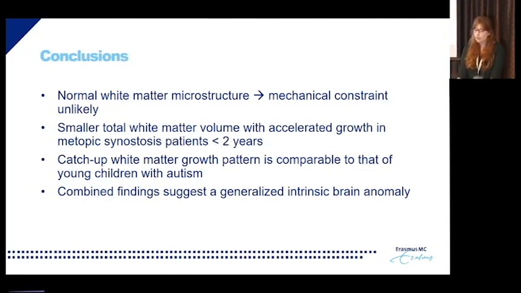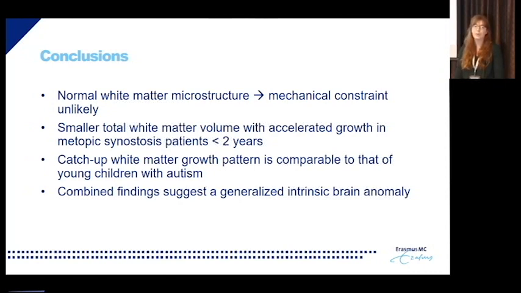So taken together, we found a normal white matter microstructure, which argues against the mechanical constraint theory. But we found a smaller total white matter volume with an accelerated growth. And as this is similar to patients with autism, this may contribute to the neurodevelopmental disorders that are seen in metopic synostosis. So combined, these initial studies using these automated MRI techniques suggest a generalized intrinsic brain anomaly and have been very valuable in better determining what the pathophysiology of metopic synostosis actually is.